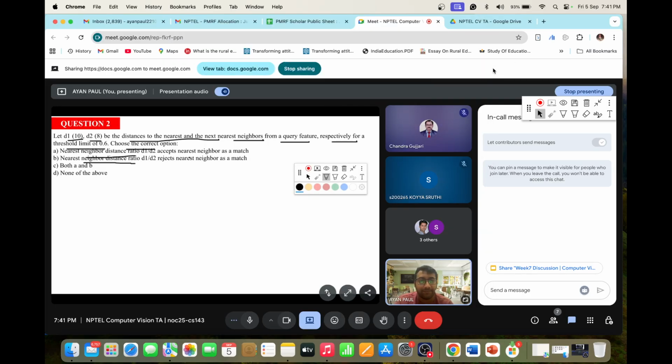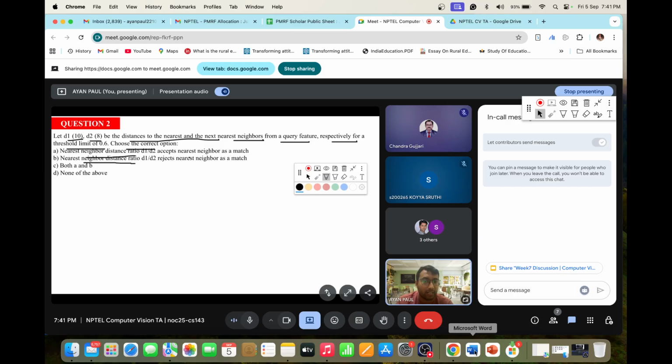Can anyone tell what will be the step? Very easy. We have to first calculate d1 by d2 and then compare it with the threshold limit. If d1 by d2 is lesser than the threshold, then we accept it as a match, otherwise we reject it as a match. So d1 by d2 is 10 by 8, which is actually greater than 0.6, right? It is 1 point something, so it will be greater than 0.6. As it is greater than 0.6, we reject the match. So option B is the correct answer.